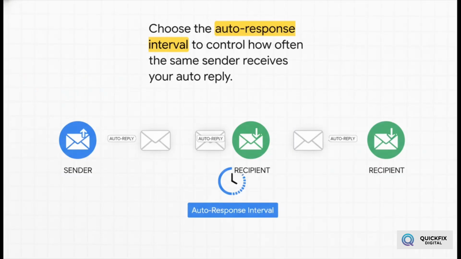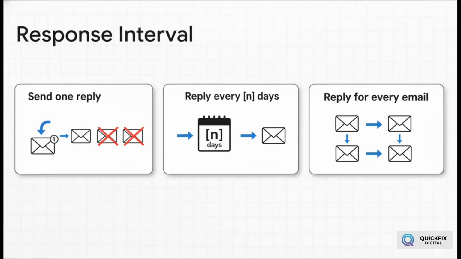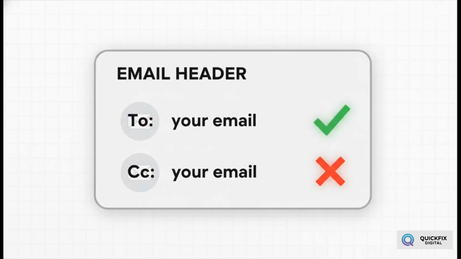Okay, now for the advanced stuff. This part is about how often people get your auto-reply. So should they get it just once, or maybe every few days? You get to decide. This is a great one. You can choose to only reply if your email is in the to line.